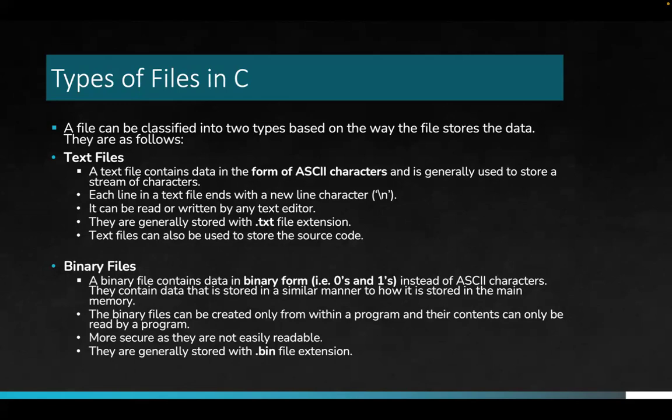Just as ASCII characters are stored in the file, this binary format data gets stored in a similar manner. The binary files can be created only from within a program, where these contents are changed or monitored once you read the program. These are very secure, and people won't understand what they contain unless we decode the file. They are generally in the .bin file format extension. So in C, we can handle the .txt format and the .bin file format.